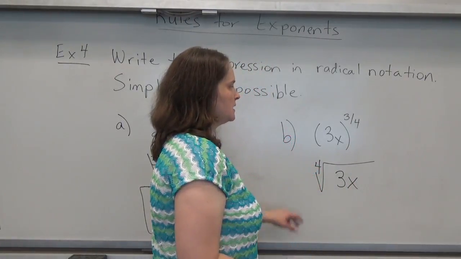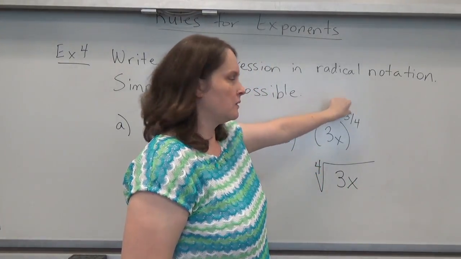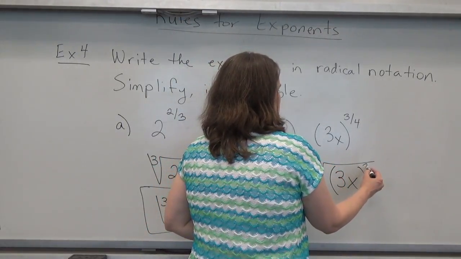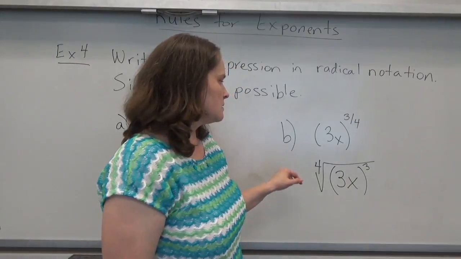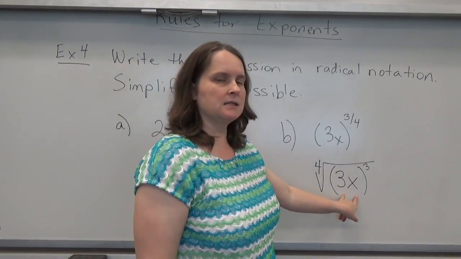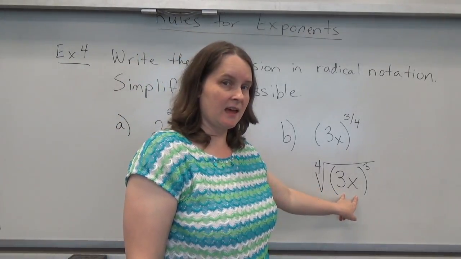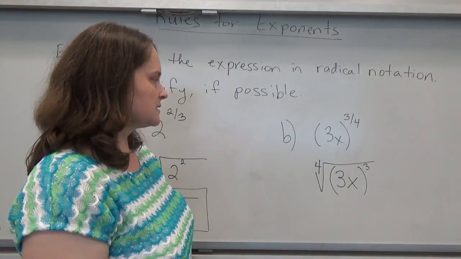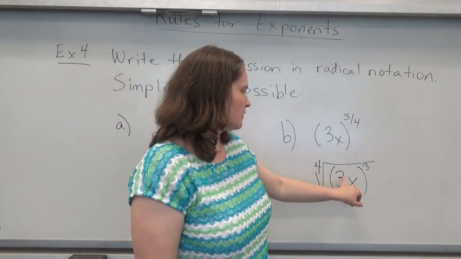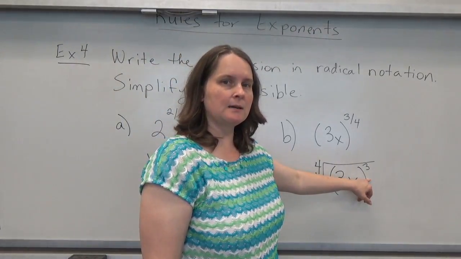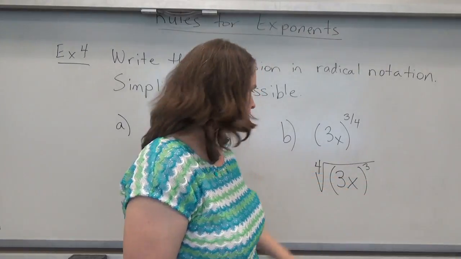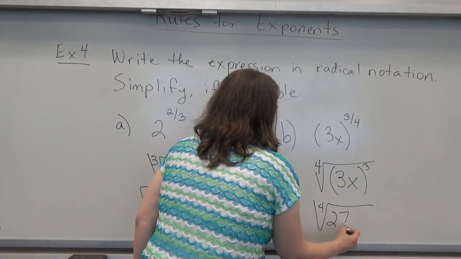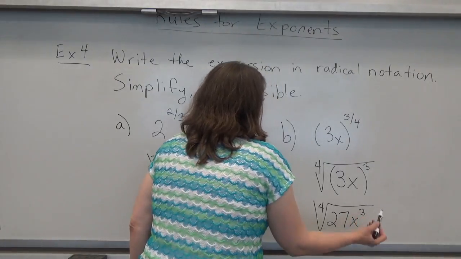All right, you can put the exponent 3 on the outside of your radical, or you can put the 3x in parentheses and put it to the 3rd power. You need these parentheses to indicate that both the 3 and the x are being raised to the 3rd power. Now, is this simplified? Well, we can take this a step further. 3 to the 3rd, that will be 3 times 3 is 9, 9 times 3 is 27. So we've got the 4th root of 27, x to the 3rd power.